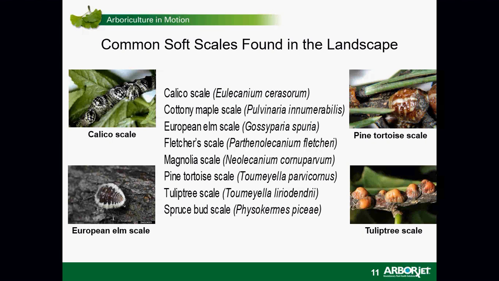This is a list of some of the more common soft scales that might be found in landscape areas. I've worked to a certain extent with the European elm scale in Colorado, and I'll talk about a research trial that we conducted in a few minutes. But some of the different members, you can see that the general shape and texture of the scales is kind of soft and rounded and helmet-shaped.